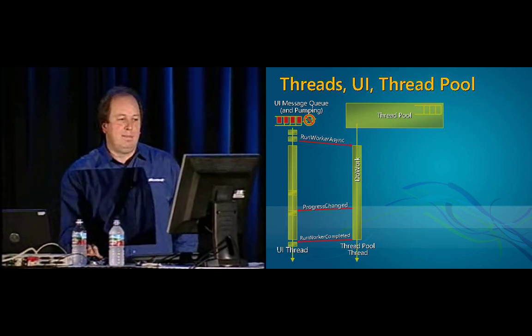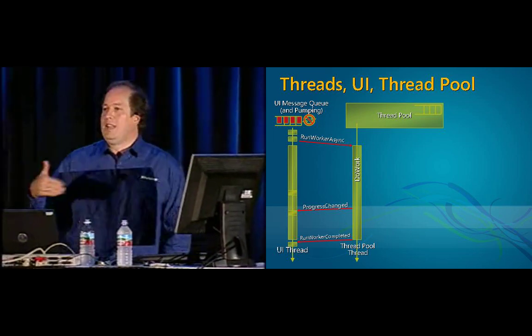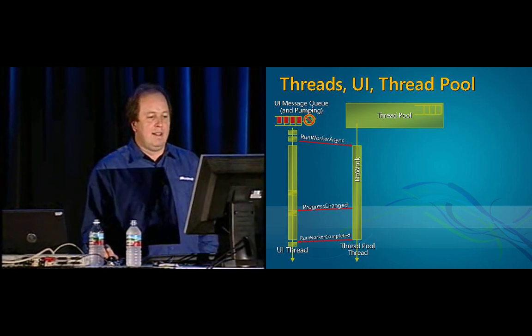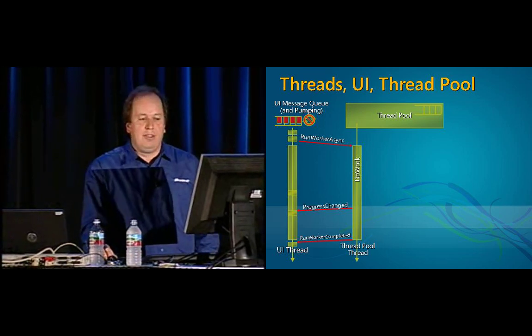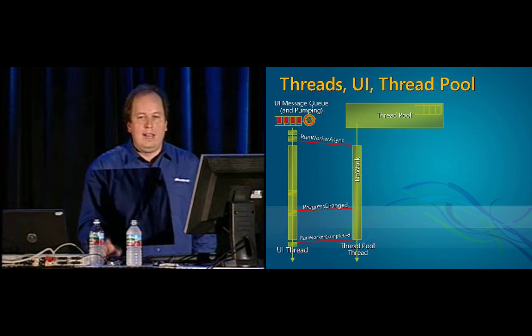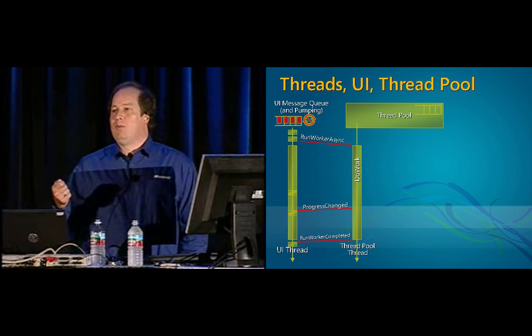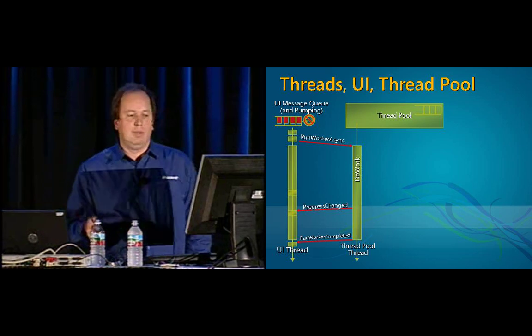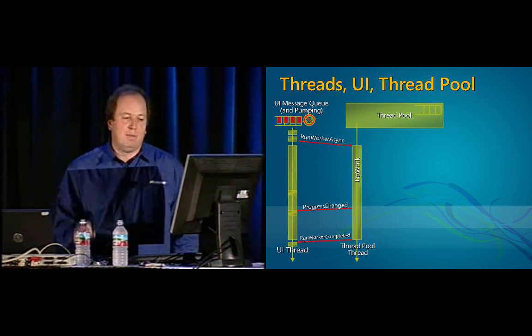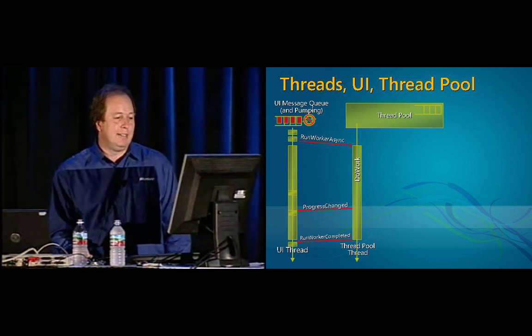In the second example, using the run worker async on the background worker object, that work was farmed out on another thread and run there. Now, I didn't explicitly create a thread. Underneath the hood, the background worker uses a thread in the thread pool to do that work. And I'll talk a bit more about the thread pool later.